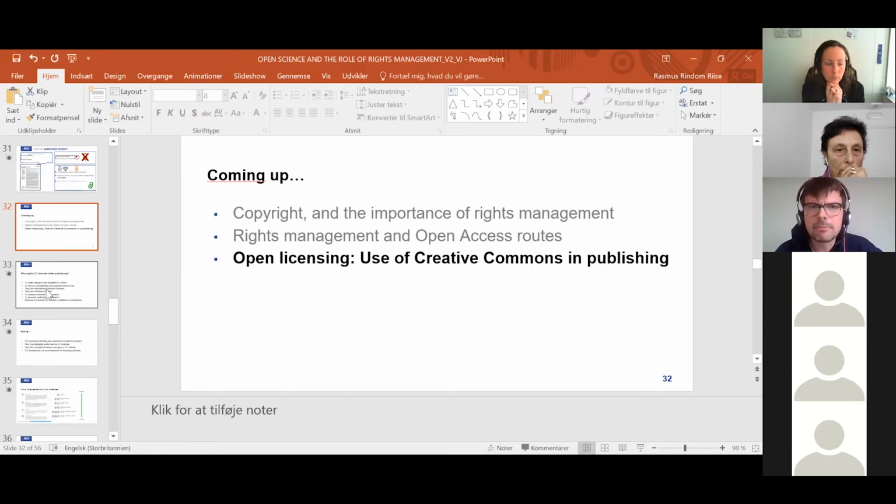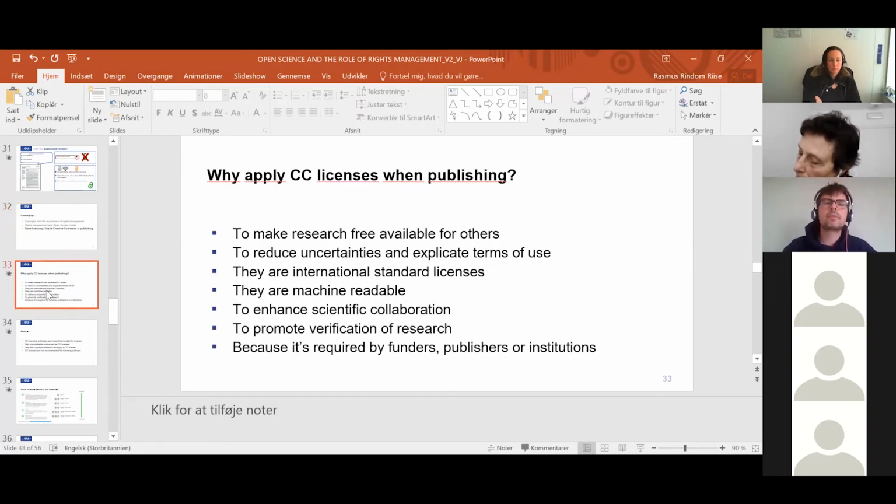I will begin by describing the anatomy of the licenses, how they actually work and how the different license terms work together, and in combination make the 6 Creative Commons licenses. But I will also show how these licenses are used. I will show some examples of how they're actually used on an article level.